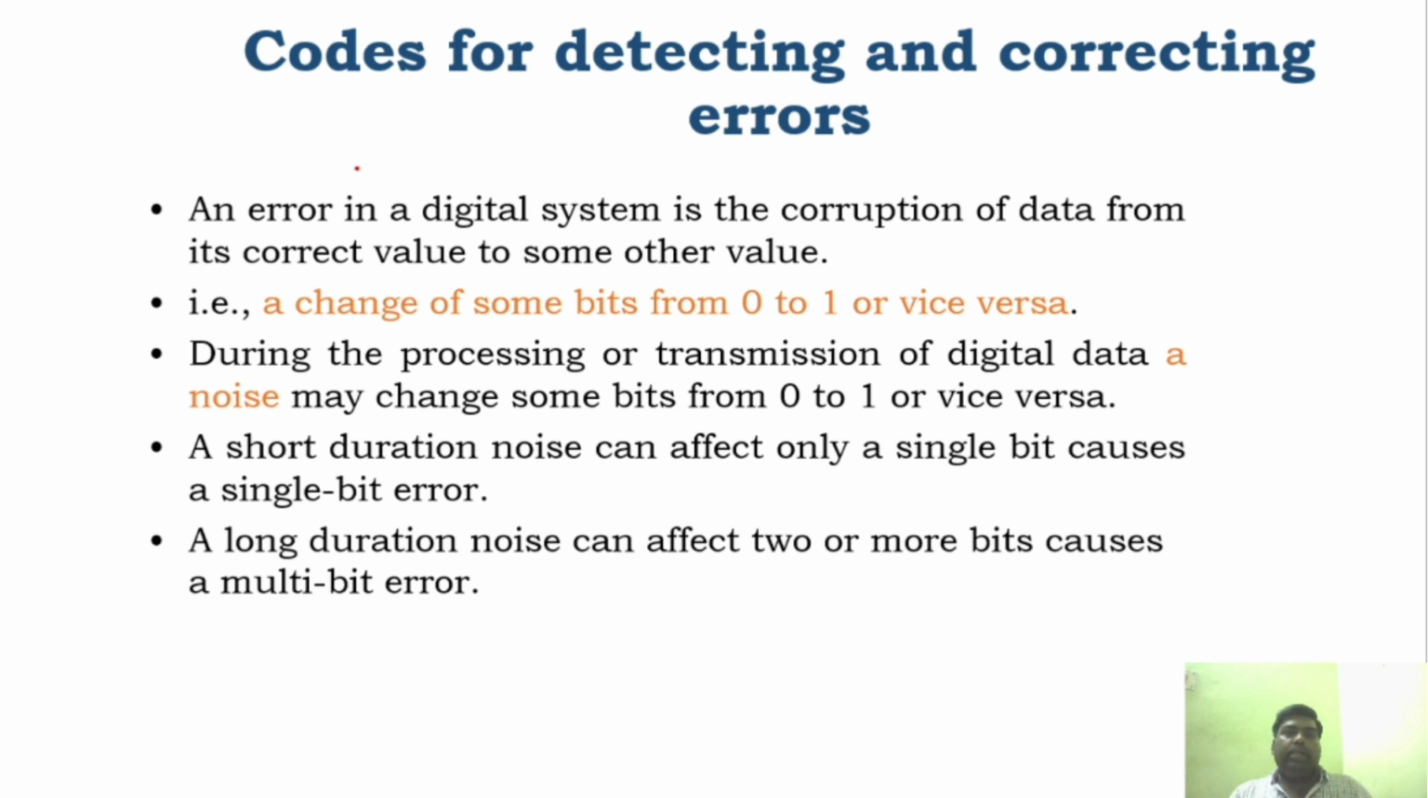Now we'll see codes for detecting errors. As I said before, in any digital system you will have errors. That is, there is a possibility of errors when you are transmitting a message. The original message can be received without error, and it can also be received with error. So there should be some technique to detect that there is some error. Sometimes it can be a single bit error, or it can be more than one bit error, that is, a multi-bit error.